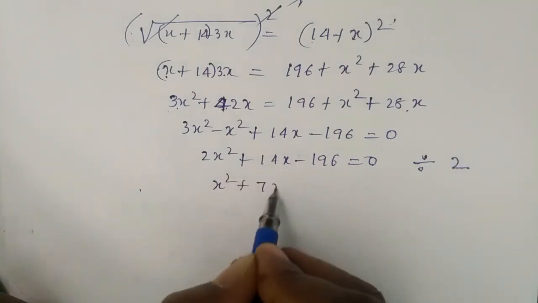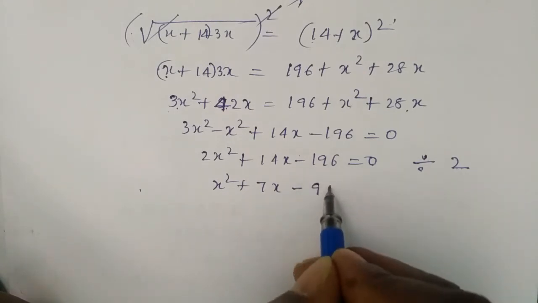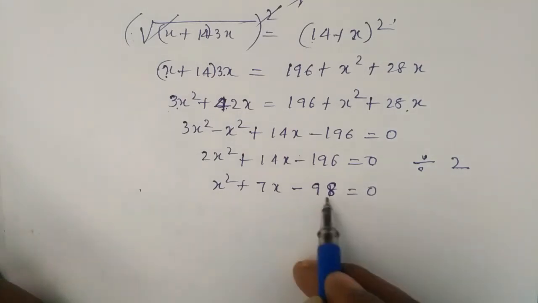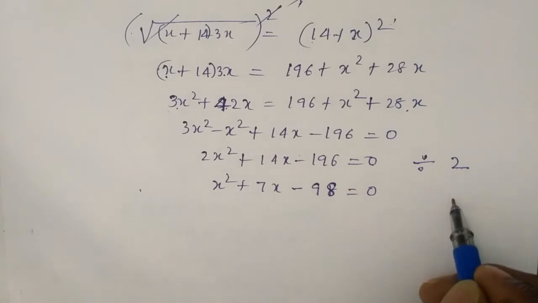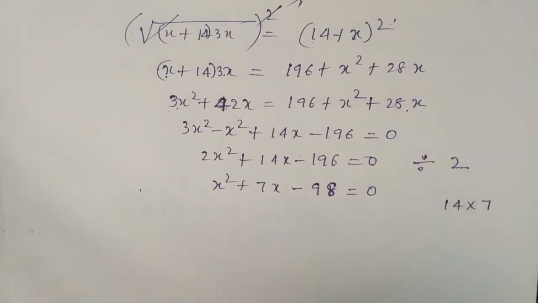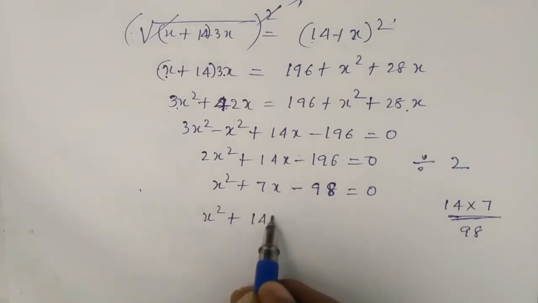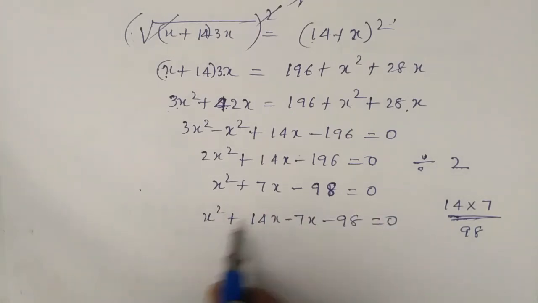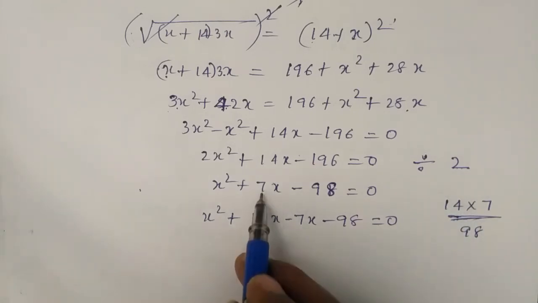Only x square plus 7x minus 2 9s are 2 8s, 98, equal to 0. So how to split 98 into 7x? 14 sevens are 98. So that we write here x square plus 14x minus 7x minus 98 equal to 0. Because 14 sevens is 98 already, 14x minus 7x is again plus 7x.